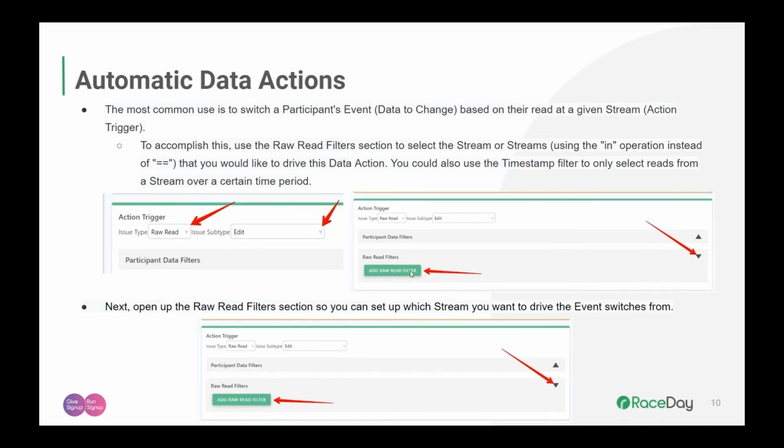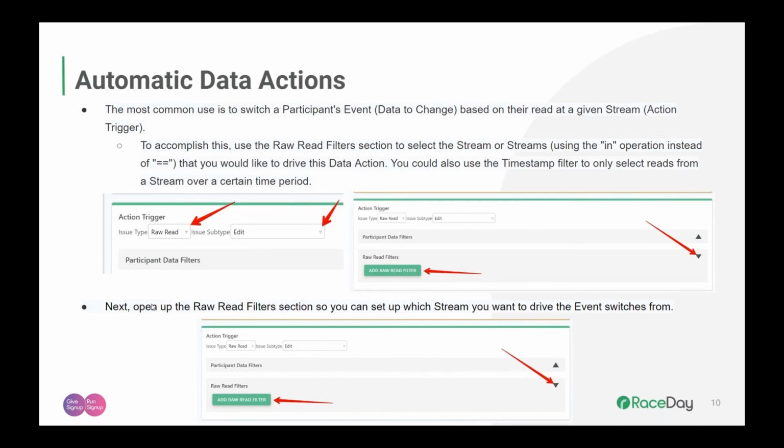When we go into the raw read filters, we're going to select the stream to use. In this scenario, it might be a check mat. We would add the raw read filter, and we would use the in operation instead of the equals to drive the action. You could also use a timestamp filter, so that if somebody reads in between 8:05 a.m. and 8:30 a.m., that way if somebody goes on a pre-race run and warms up and hits that mat, it doesn't trigger the data action to force them into the wrong event.